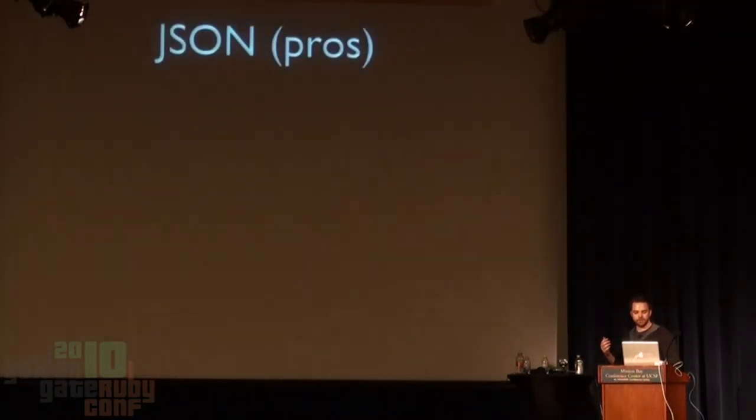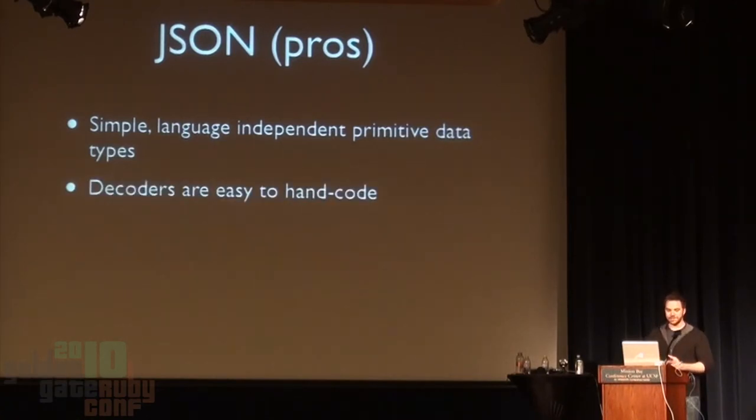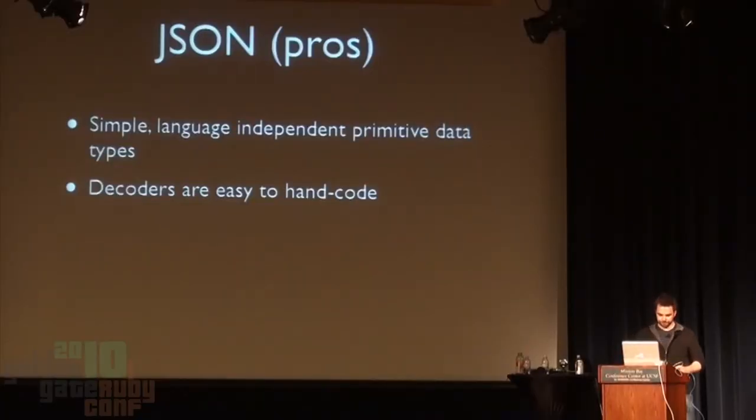Today we have JSON, the pros of JSON, in my opinion. Simple language, and it's independent. Independent primitive data types. I don't even know what I meant by that. Language independent. All right, but the decoders are easy to code by hand. This is one of the nice things about JSON. In SOAP, you would never, ever attempt to decode a WSDL by hand, right? You would have to use a code generator to do that.